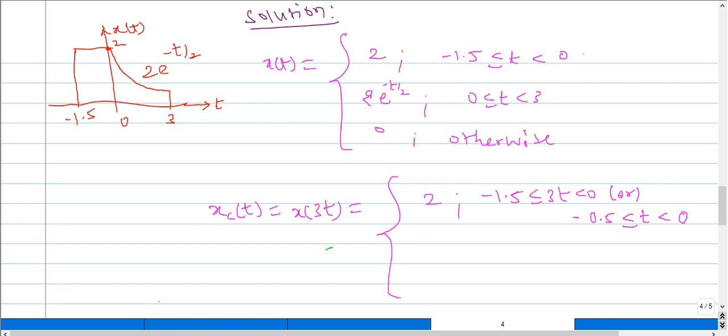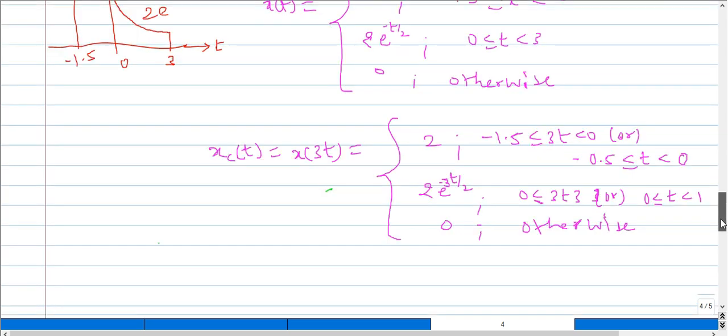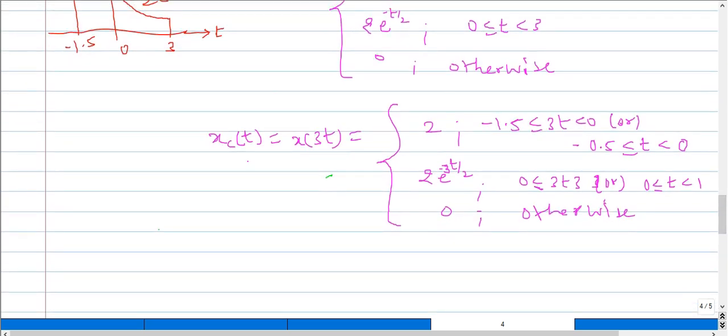Okay, and when t is between 0 and 3, x of 3t will be 2 to the power minus t by 2. Sorry, here we have to replace t with 3t, so it will be 2 to the power minus 3t by 2, and this is when 3t is between 0 and 3, or t is between 0 and 1, and 0 otherwise. Okay, so this is the expression of x of 3t, the compressed signal.